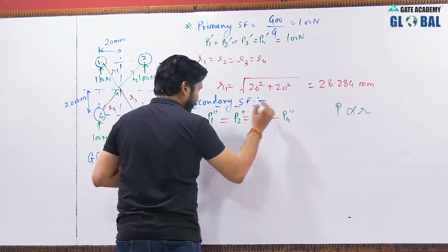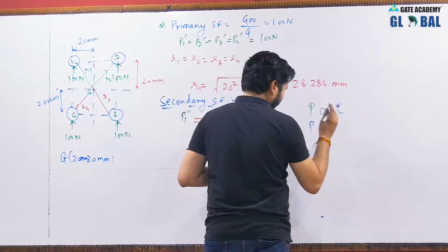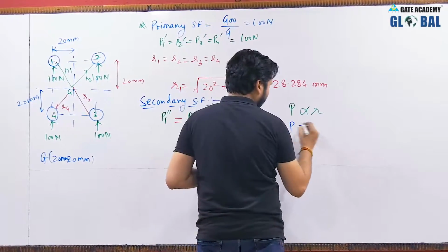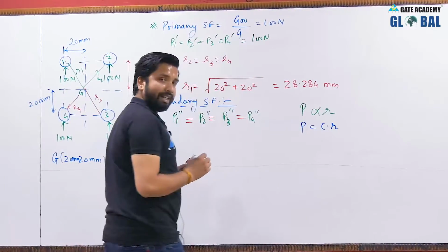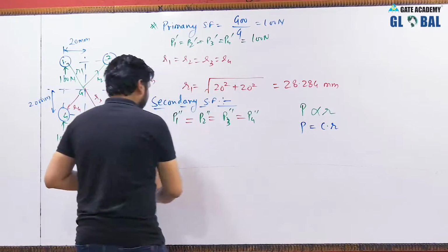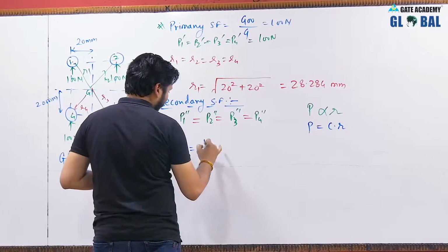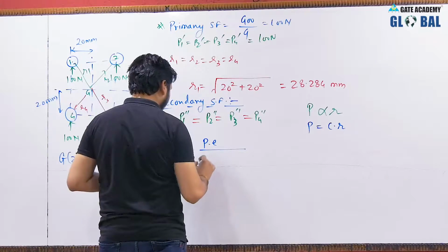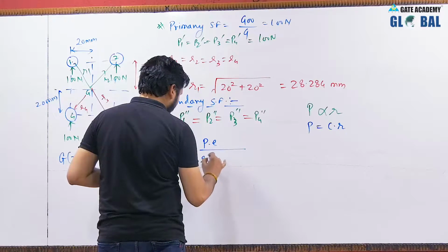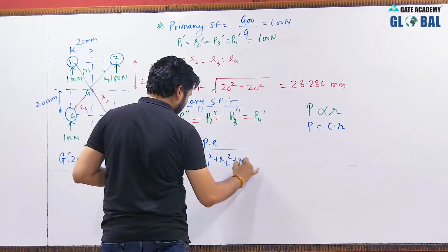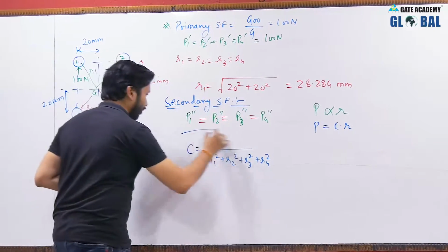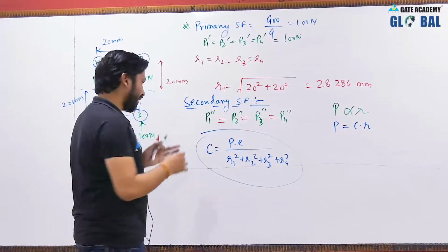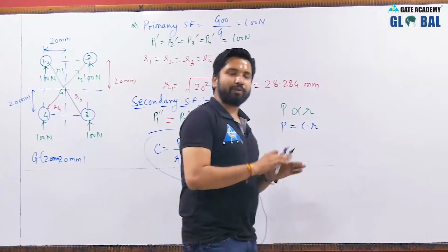Now we know that this can be written as P equal to C into R, where C is the constant of proportionality. The constant of proportionality will have a value of P into E divided by R1 square plus R2 square plus R3 square plus R4 square. This formula was derived in the theory lectures. You can calculate the value of C.